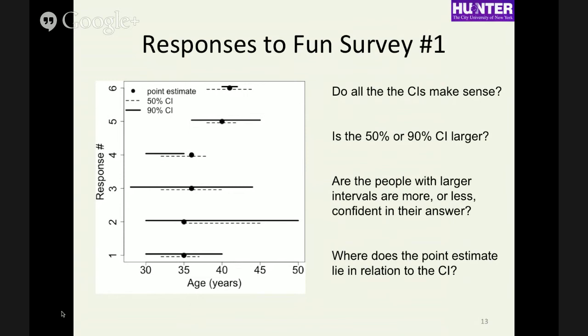Yeah, I think it makes perfect sense. This second one, we have the point estimate in the middle. We have a 90% confidence interval that's larger than the 50% confidence interval. Looks good. How about the third one?